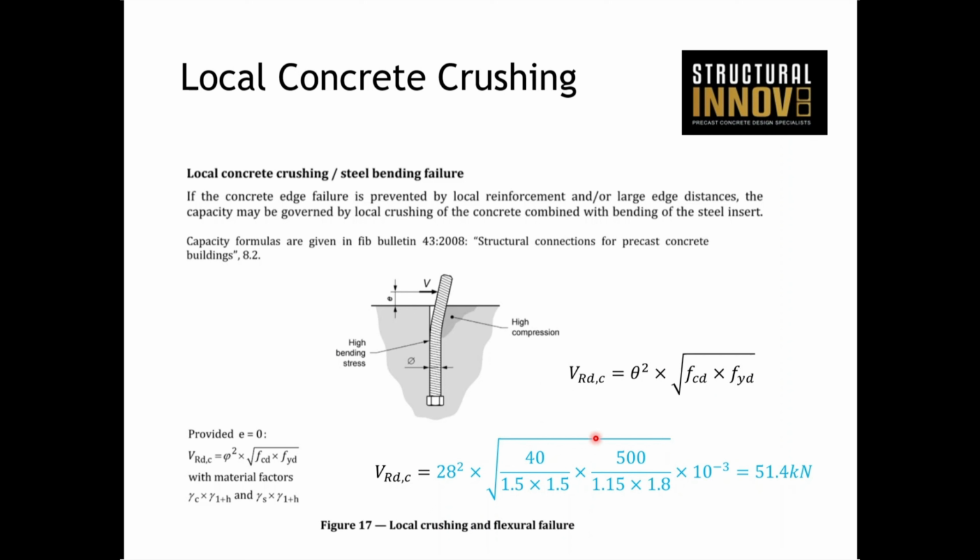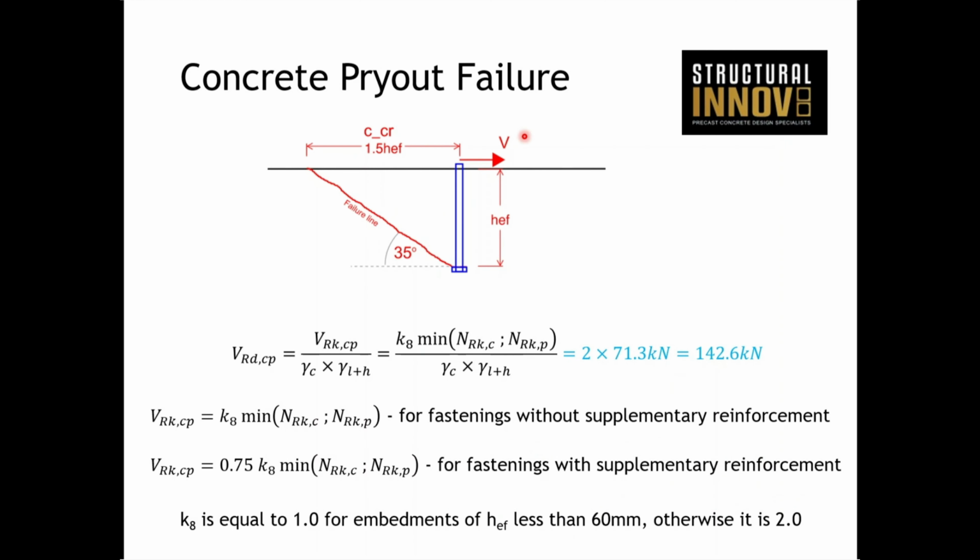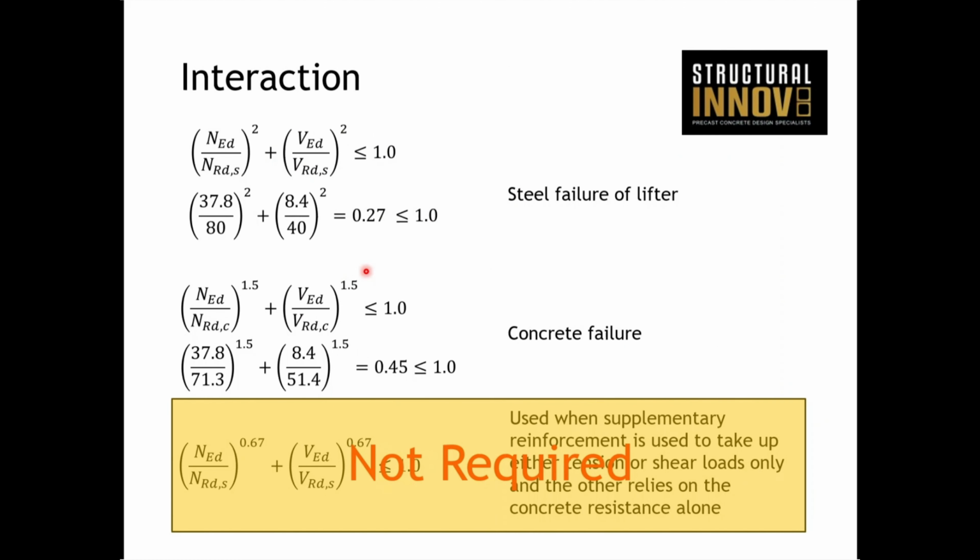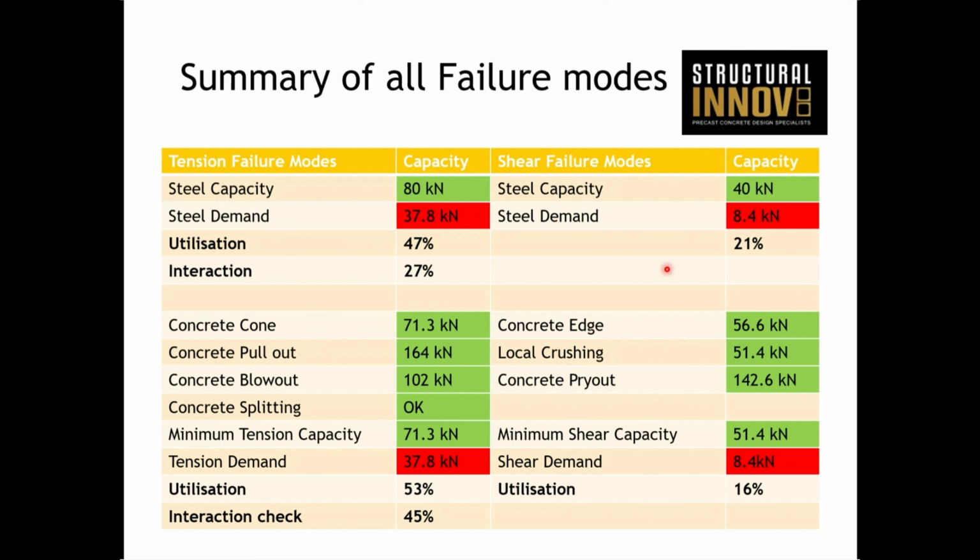Calculate your local concrete crushing, which works out to be 51.4. And then your pry out. So this is the value that we used, I suppose, previously as well, for the tilting check. So 71.3 kilonewtons. I'll skip this slide and I'll just jump straight to the table.